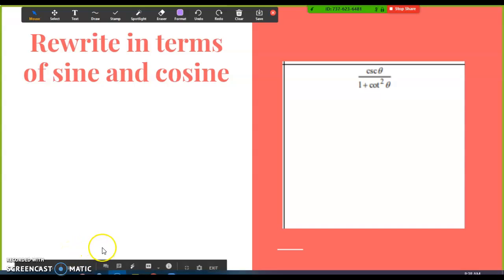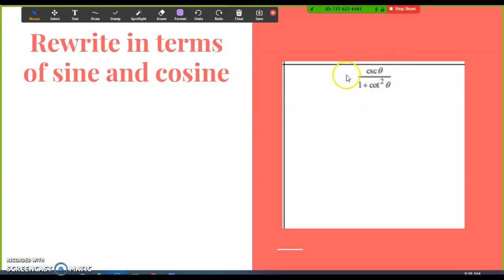For this problem, I am going to give you a second to pause the video and rewrite the problem in terms of sine and cosine. When you restart, you'll see my work written out and see if my work matches your work. Now, I have a hint for you. Try to avoid the superfraction.